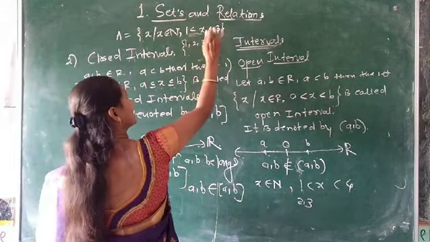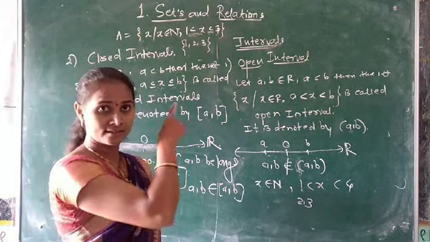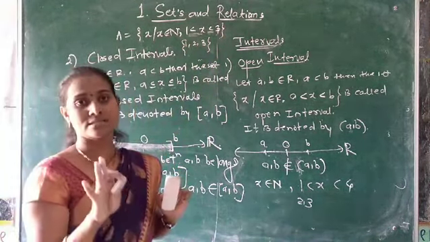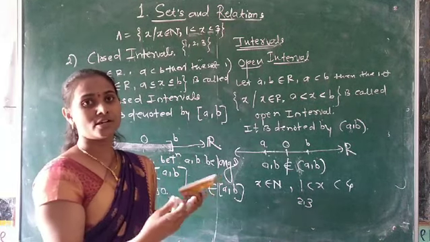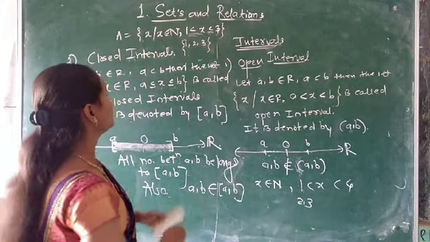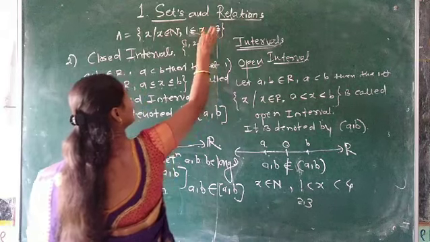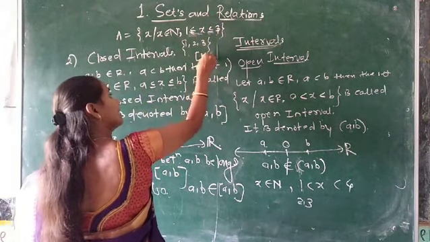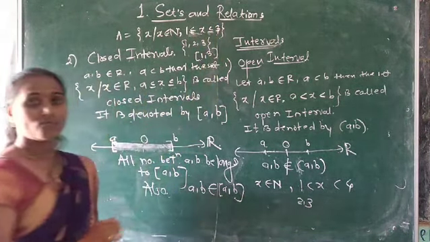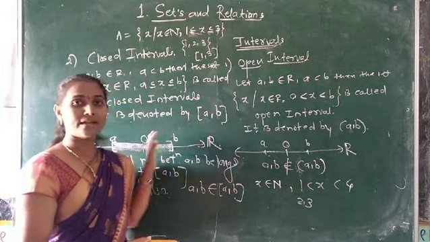If there is strict inequality 1 less than x less than 3, which elements are contained in the set? Only 2 is there. So the natural number which is greater than 1 and less than 3 is only 2. But if we are given less than or equal to, then this interval is written as a closed interval [1, 3]. So this is the difference between an open interval and a closed interval.